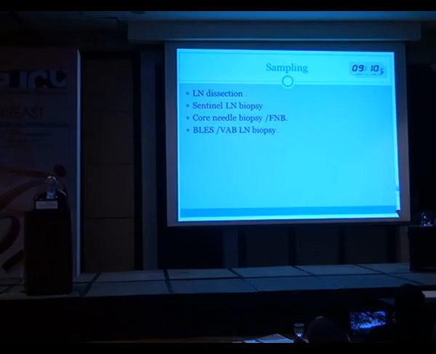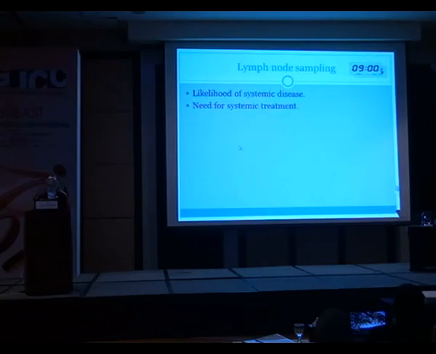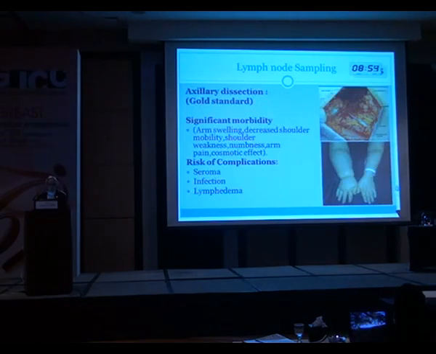Sampling of the lymph nodes remains the gold standard. Sampling includes lymph node dissection, sentinel node biopsy, core needle and fine needle biopsy, and vacuum. Sampling is for the likelihood of systemic disease and for the need for systemic treatment. We will start with the axillary dissection, which is the gold standard.